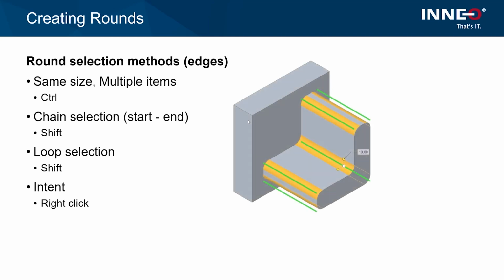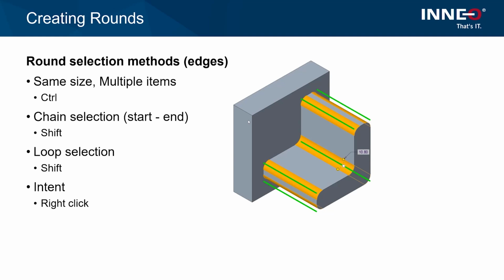We also have a more advanced option, the intent selection. That is where if you go over a feature, so let's say this little section, this extrude that I've got on the side, if you go over the side edges of that extrude and you right click and let go of the mouse, if you cycle through the options, one of the options that will pop up is the intent. If you select that option, it will then say your intention is to create rounds on all the edges of that extrude, so all the side edges.